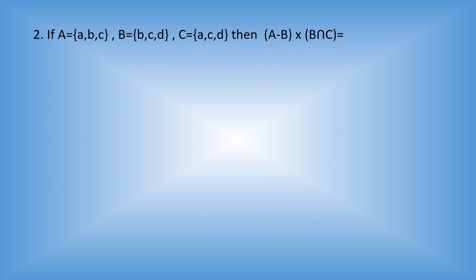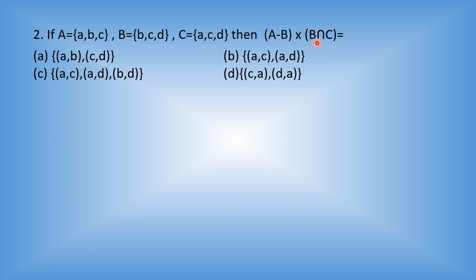We'll move to the next problem, the second problem. If A is equal to this set, which has these three elements, B has three elements and C has three elements, then what is (A minus B) cross (B intersection C)? Here cross is the cross product of these two sets. We know that the cross product of two sets is the collection of all ordered pairs such that the first element always belongs to the first set and the second element always belongs to the second set. So these are the options here.